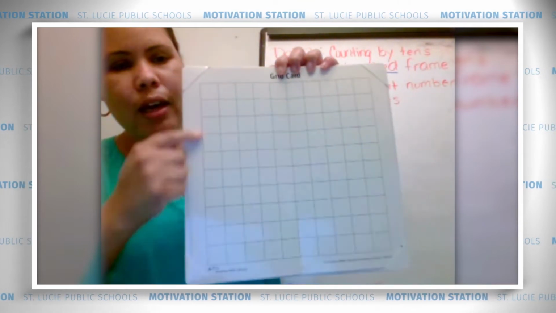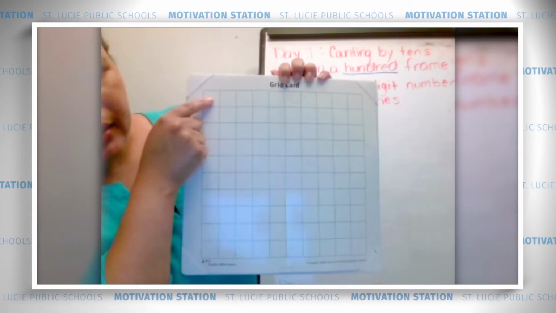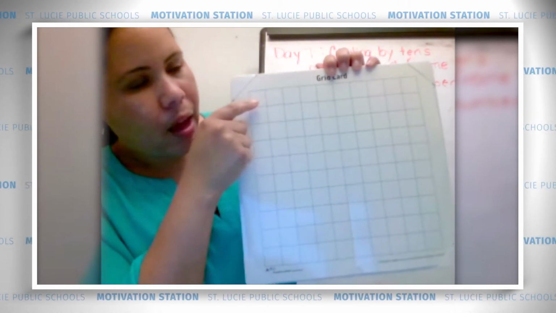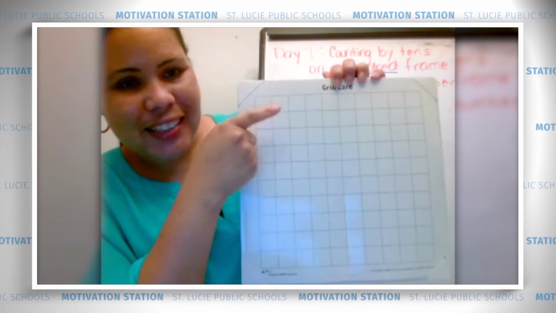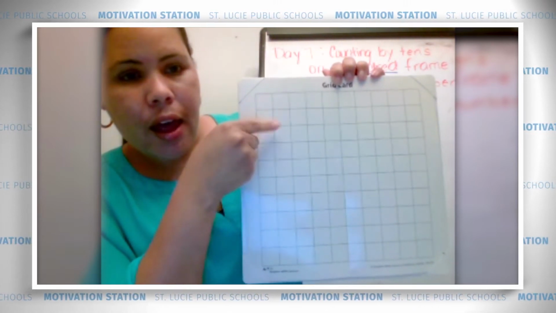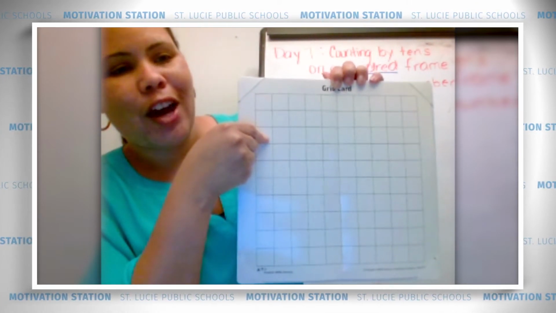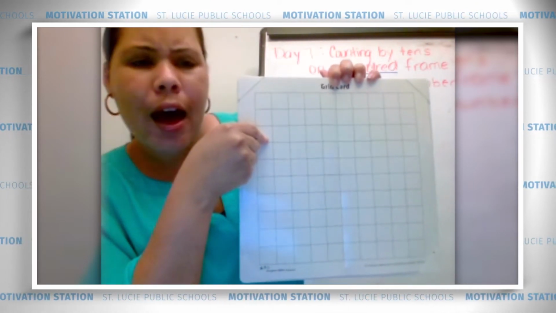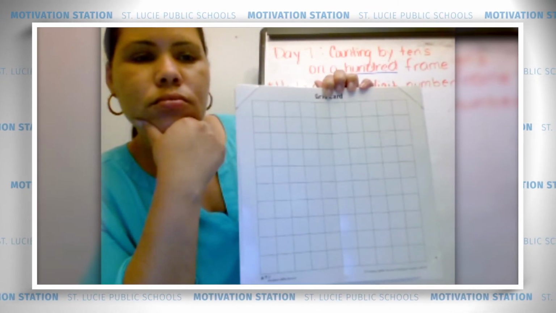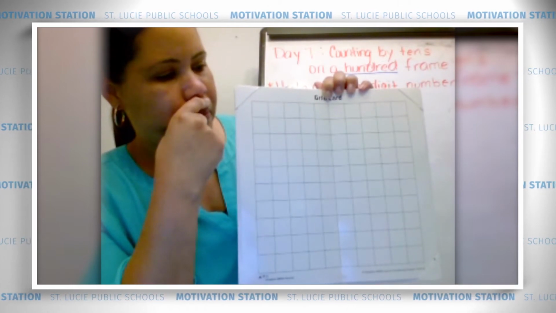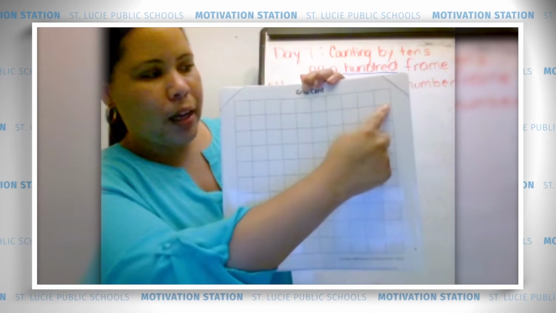But we see lots more rows here. Well, if this top row has 10, how many squares does this row have? Excellent, 10 squares. And what do you think this row has? Great job, it has 10 squares. How do you know that? We didn't even count them. Good job. The rows are all the same length.